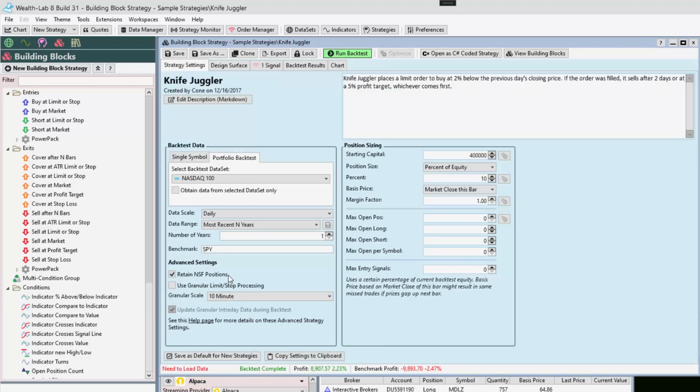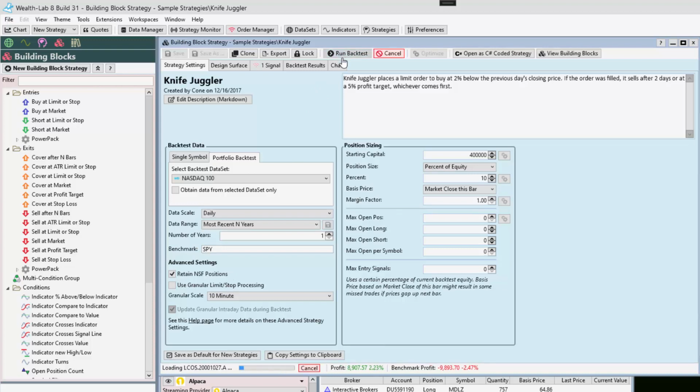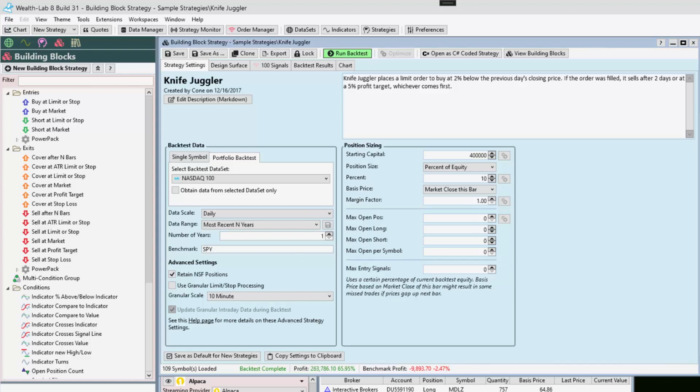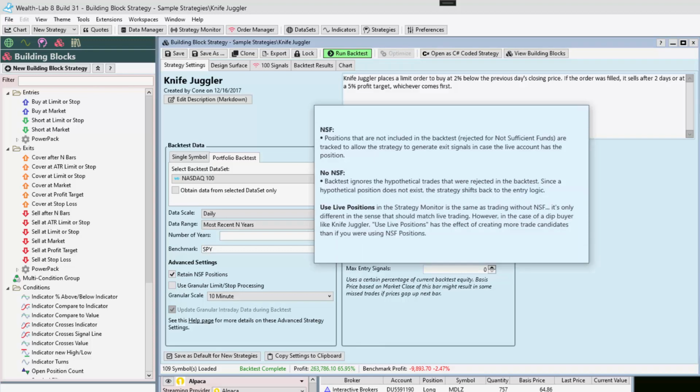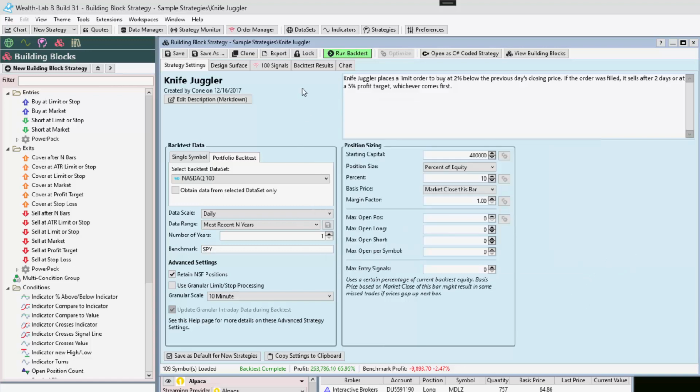And we're going to start with retain NSF positions. And if you don't understand what NSF positions are, non-sufficient funds. Let's see, I have a sticky note that'll help. NSF positions are positions that aren't included in the backtest, but they're tracked so that the strategy can exit those signals later in a live account, okay? So that's the case we're going over right now.